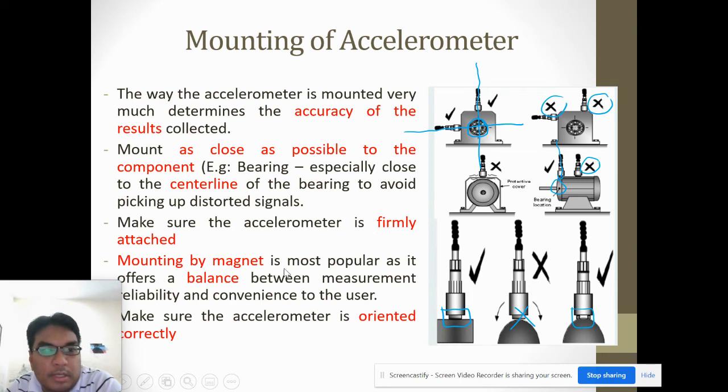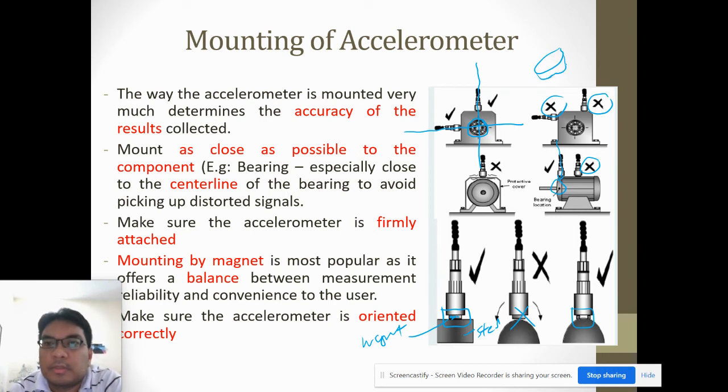Basically, mounting by magnet is more popular if the surface is made of steel. We call it a magnet, so that it can mount firmly, which offers a balance between measurement reliability and convenience for the user. Also make sure the accelerometer is oriented correctly. Because the accelerometer has above and below sides, make sure you mount it properly, using the correct surface.